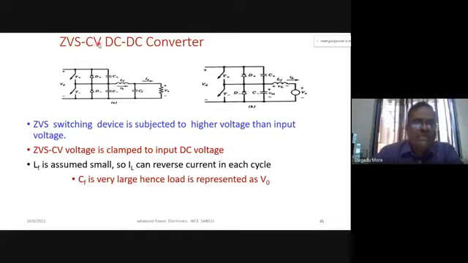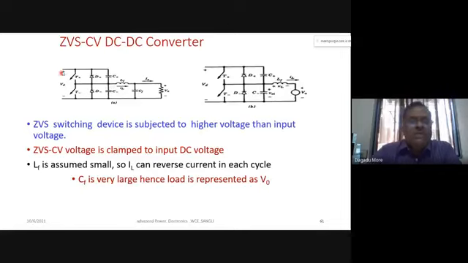CV means clamped voltage. In conventional zero voltage switching, we have seen that we obtain zero voltage switching, but the device voltage appearing across the switch will be higher. To eliminate this problem, we go for zero voltage switching and clamp the voltage equal to the DC voltage. So ZVS CV is the third topology, and again we are applying this topology to a DC to DC converter.